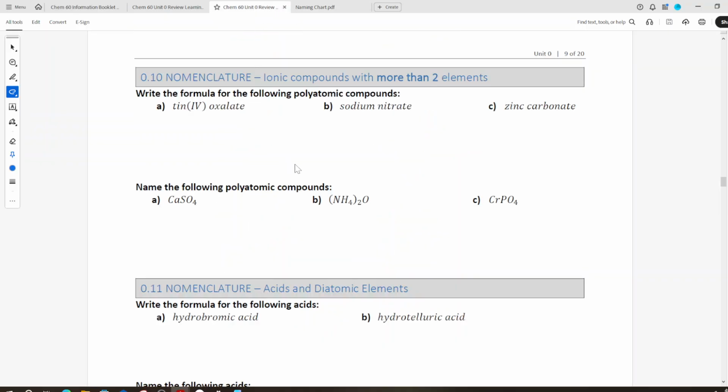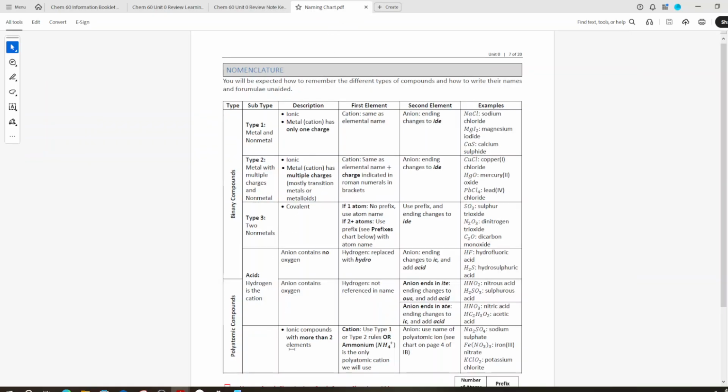So what we are going to do is name these polyatomic compounds. To do this, you're going to use your rules for type 1 and 2 for the cation, unless it's ammonium, in which case you're just going to call it ammonium. And then the beauty thing is that for the anion, just use the name from page 4. So no changing the end to "ide."